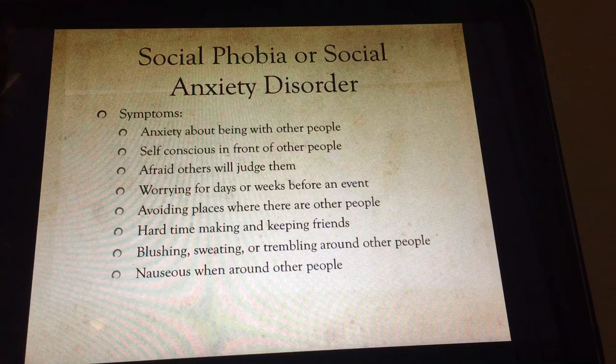A symptom is also blushing, sweating, or trembling around other people. And they can become nauseous or sick to their stomach when around other people. All of this leads back to that phobia of having to be in a social situation, or even just being around people in general.